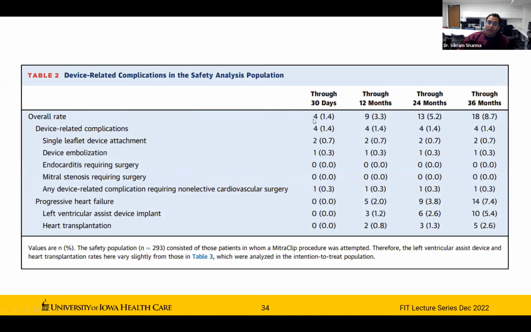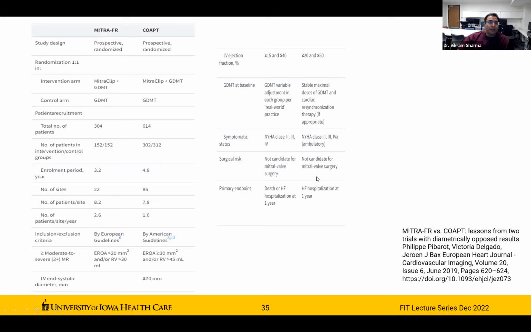There were no additional device-related complications beyond the first 30 days. But there were patients who had progressive heart failure up to 36 months, and some of them needed a heart transplantation. So really, from a procedural standpoint, the complication rates were really low in this study.